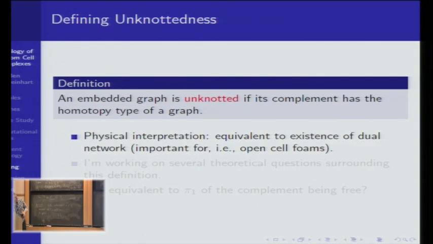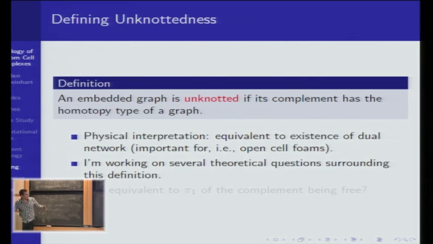That's one way that you might think to try to test it, using the fundamental group. There's a theorem that I'm thinking about with regard to that, but that's for the future. I'm running out of time. I also want to note that this definition of knottedness is equivalent to the existence of a dual network. If you have an unknotted graph, its complement has the homotopy type of a graph, so you can construct this dual graph. I'm working on several theoretical questions surrounding it. And there's your question about the wedge of circles: is this equivalent to pi1 of the complement being free?